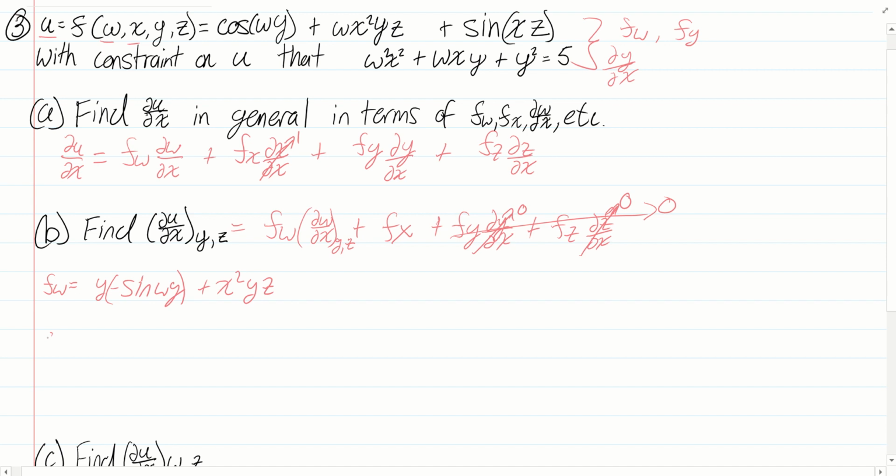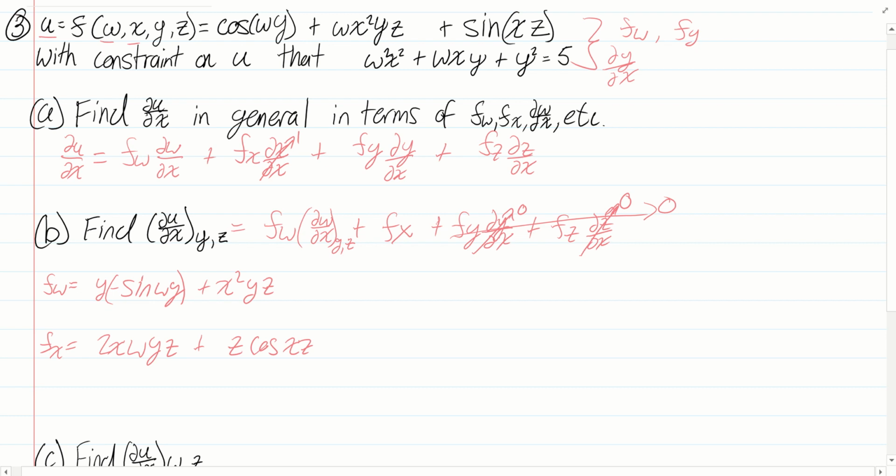We want to find fx. That first term doesn't have any x's in it, so it goes to 0. And then the second term, the w x squared y z, has an x in it, so it becomes 2x times w times y times z. And then the last term has an x in it, so the derivative of the inside is z times the derivative of sine xz, which is going to be cosine xz.